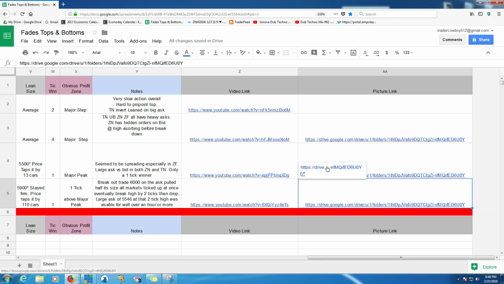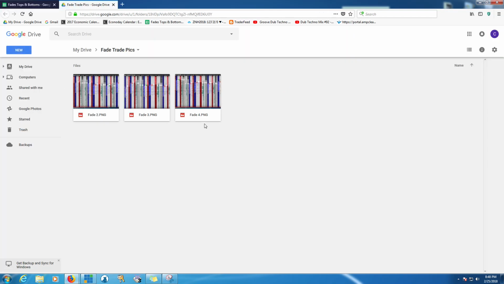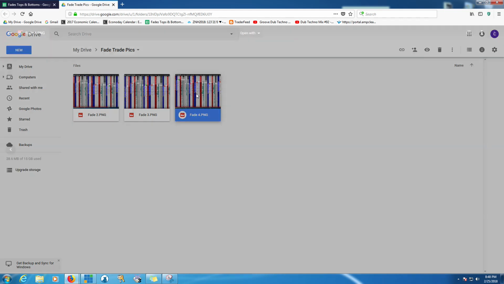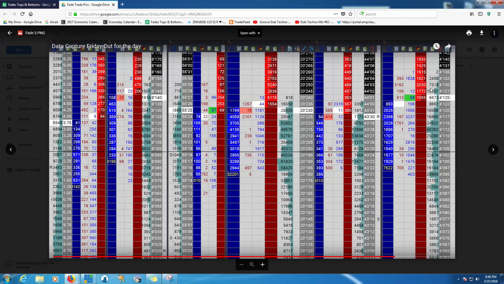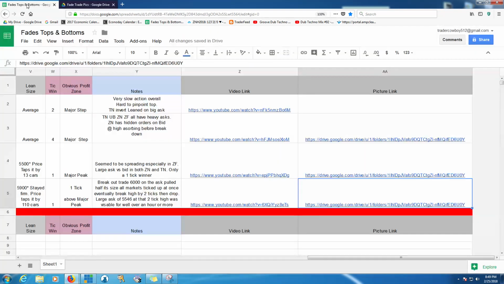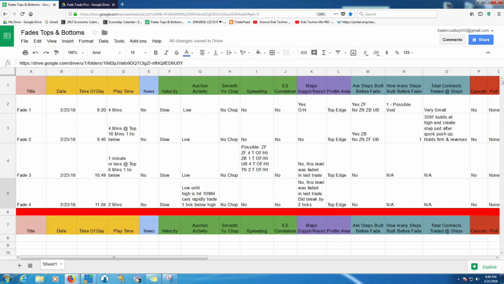For instance, let's just click on this. I got it under fade 3. Or this is fade 4 actually, so we would click this and we can see how the profiles are set up. And like fade 3, right here there's some spreading, and I note that. For instance, on fade 3 spreading right here, I'll put possible ZF. So that gives you an idea, and then there's the video links as well, which I won't open.